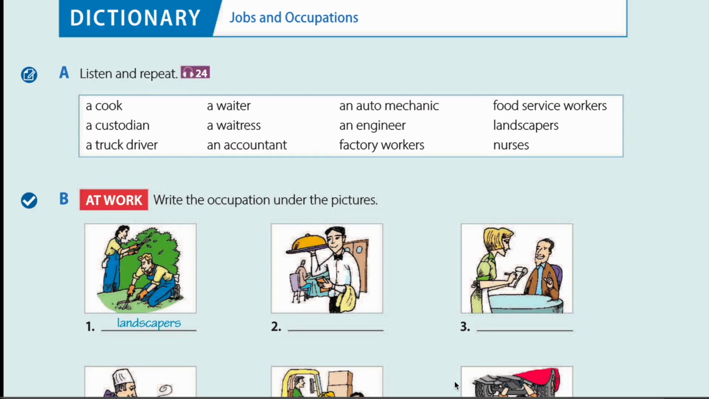So now we are on page 38, Unit 2, Lesson 2, Jobs and Occupations. So here's some jobs and occupations that you need to know for this unit. Let's take a look at it and listen and repeat.